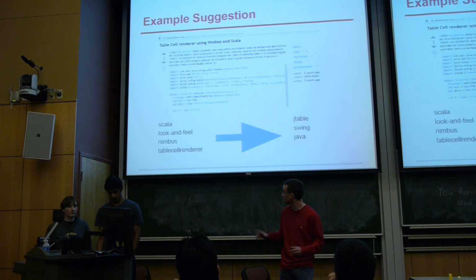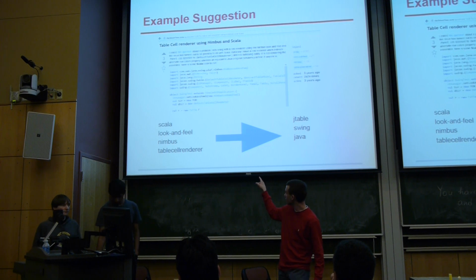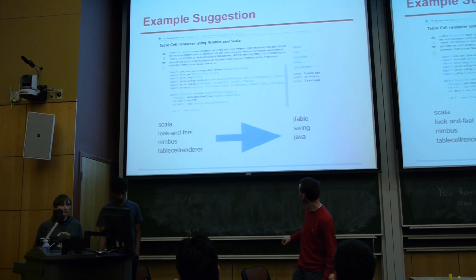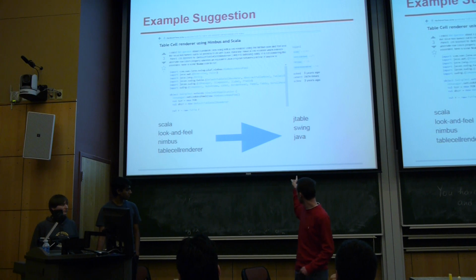And the results are actually pretty good. So if we look at a real post from Stack Overflow, it's currently tagged with Scala, Look and Feel, Nimbus, and Table Cell Renderer. And it's missing JTable, Swing and Java. And those actually come from just walking right up the hierarchy, which gives you those tags. So we built a recommendation engine, and we get those results, which is a good sign.